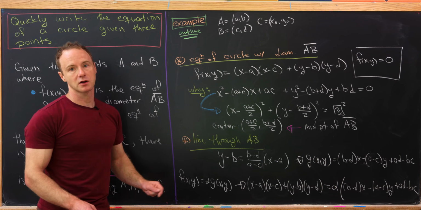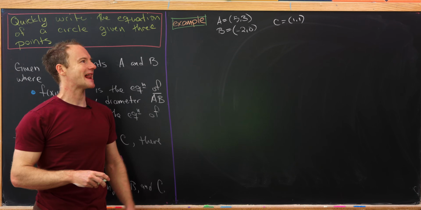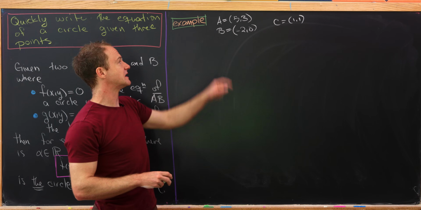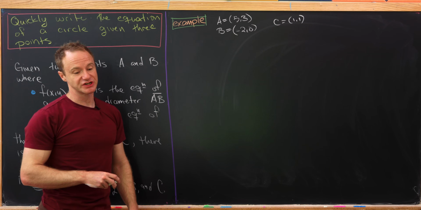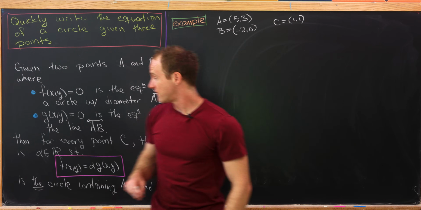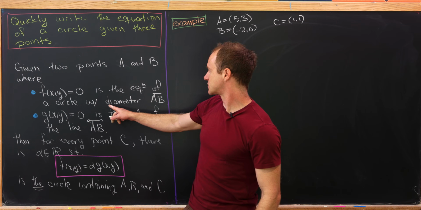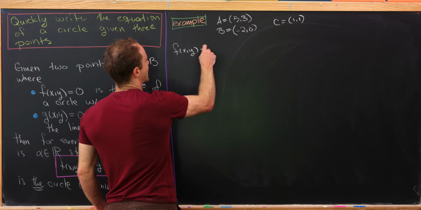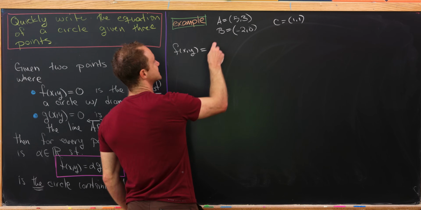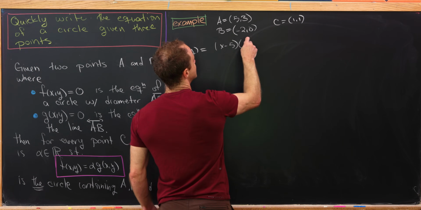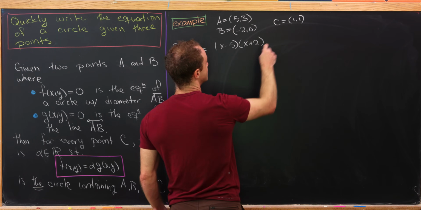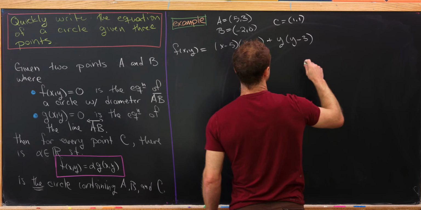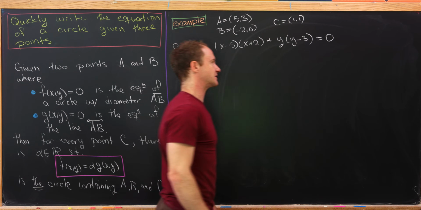Okay, so now let's do a concrete example. Let's use that outline to write down an equation for a circle containing A, which is (5, 3), B, which is (-2, 0), and C, which is (1, 1). So first off, we're going to write down the equation of a circle with diameter AB. That'll be represented by the function f of x, y, which is (x - 5)(x + 2) + (y - 0)(y - 3), and really that equals 0.